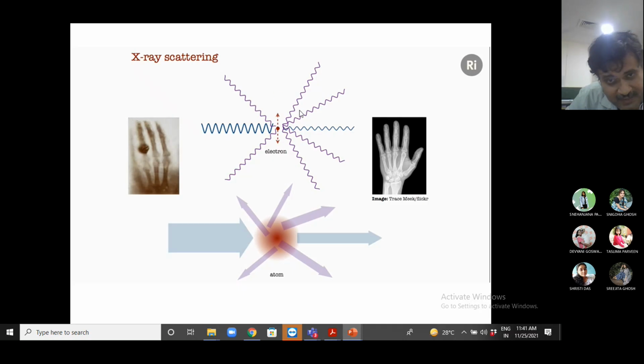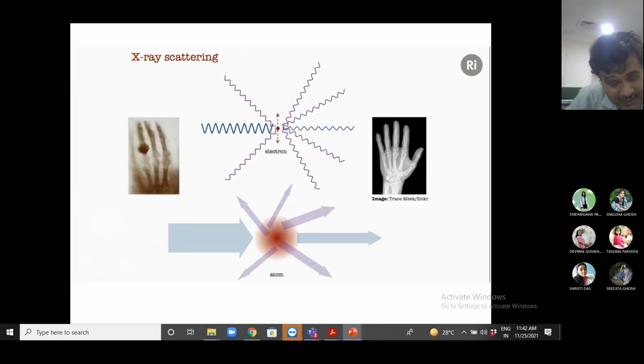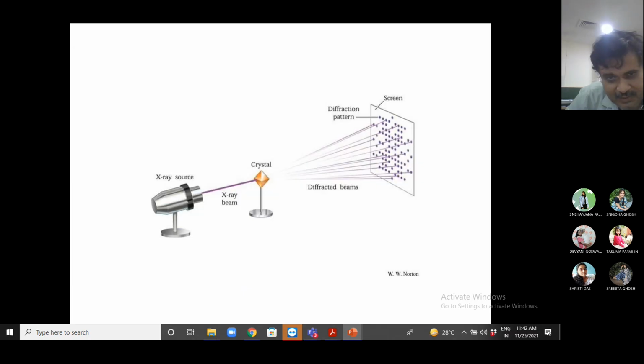Why are they diffracting? Because they are interacting with the electrons present on these atoms. And as in crystalline objects, these lattice positions are occupied by atoms following definite rules. Then it was thought that by measuring these diffracted beams of X-ray, we could get positional information of the centers from where the X-ray beam is being scattered. So that gave rise to X-ray crystallography.